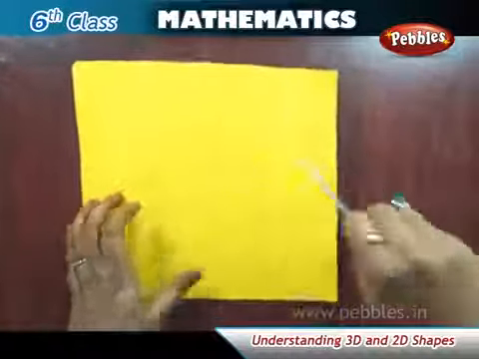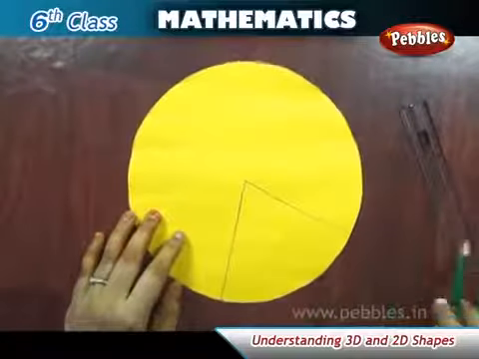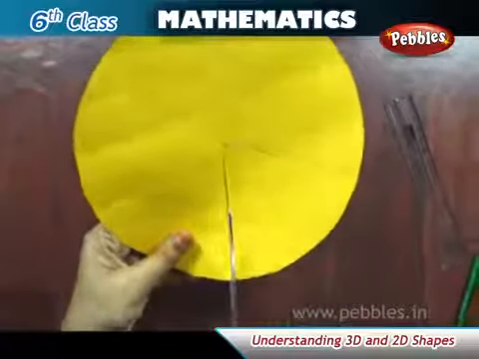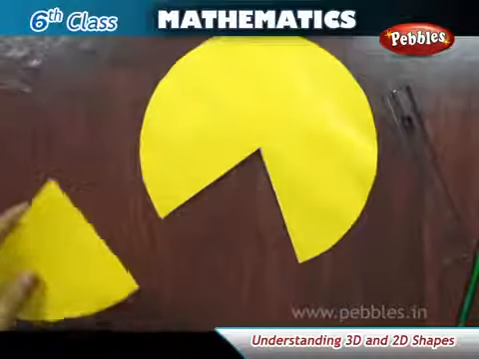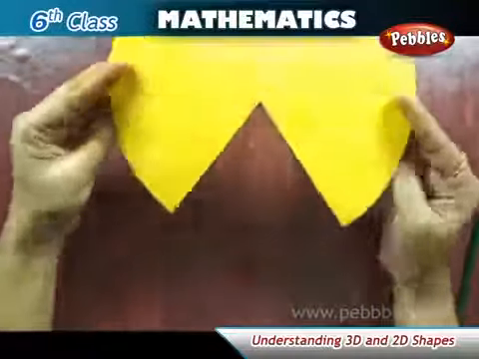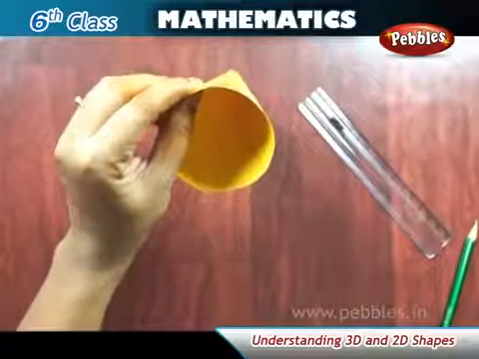Draw a circle on a thick paper using a compass. Draw 2 lines from the center to the circumference here. Now cut this part with scissors. Now it looks like this. Now join the ends OA and OB with adhesive tape.